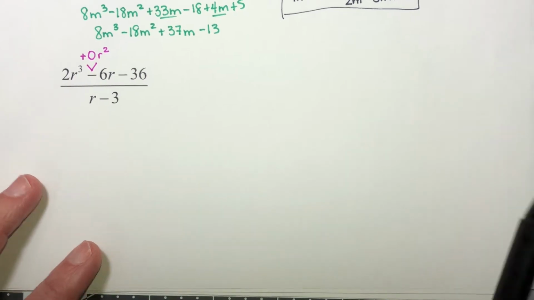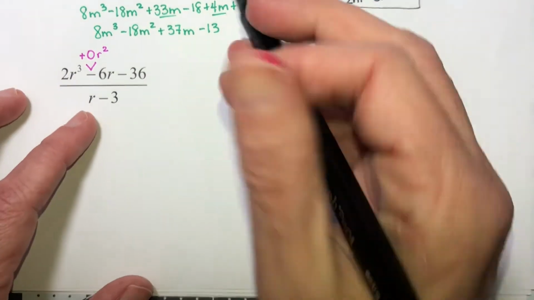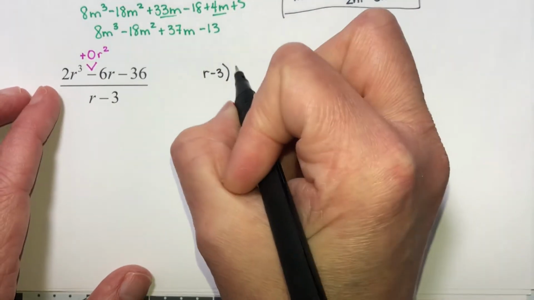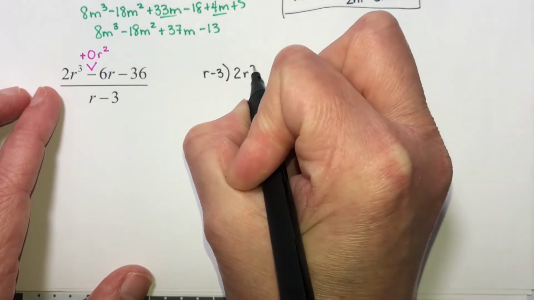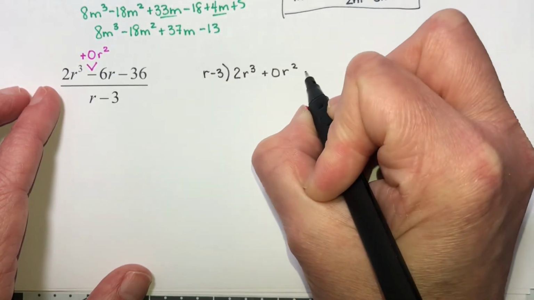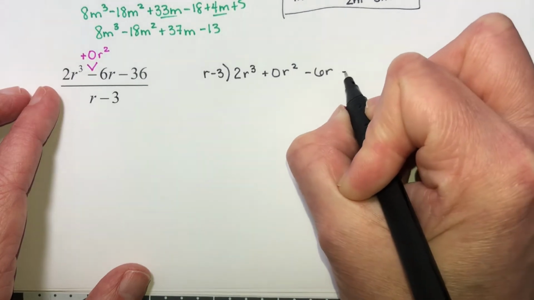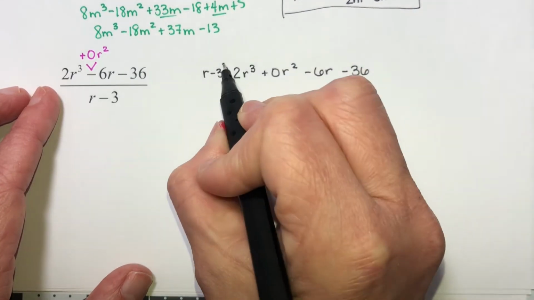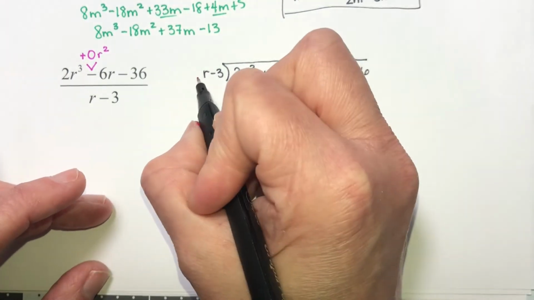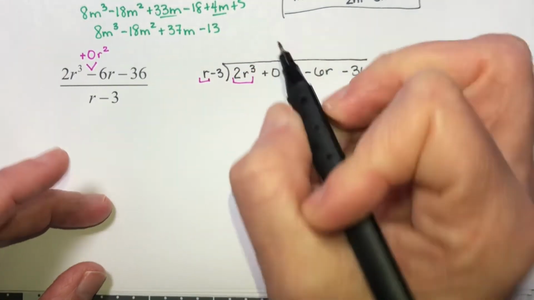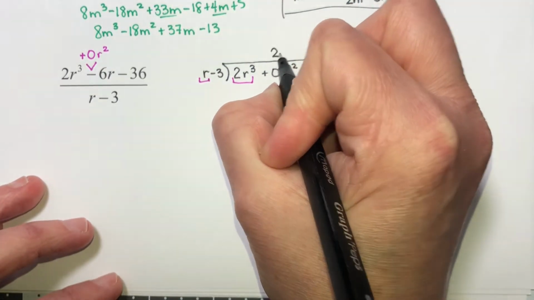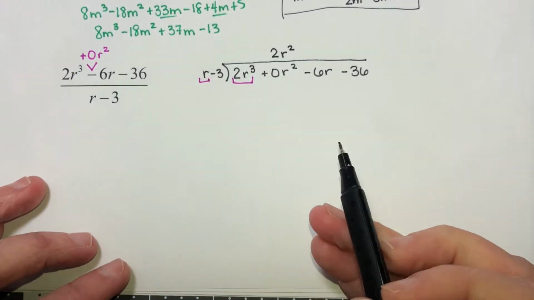So when you set up your problem, the denominator is fine. You're going to get r minus 3 divided into 2r cubed plus 0r squared minus 6r minus 36. Concentrate on your first terms. I want the r to become a 2r cubed, so I should multiply that by a 2r squared.